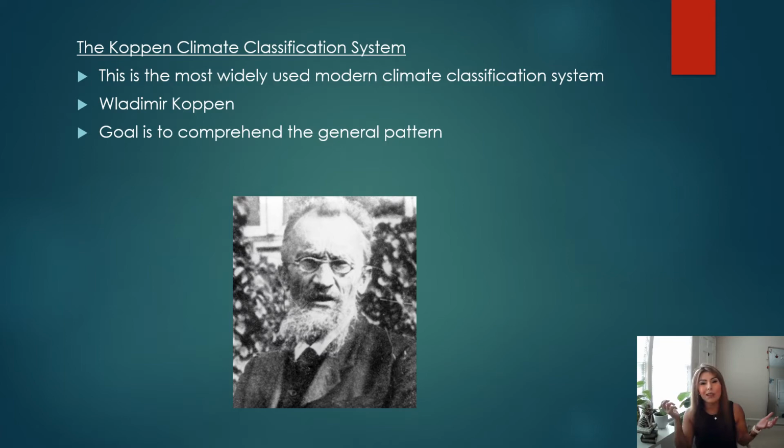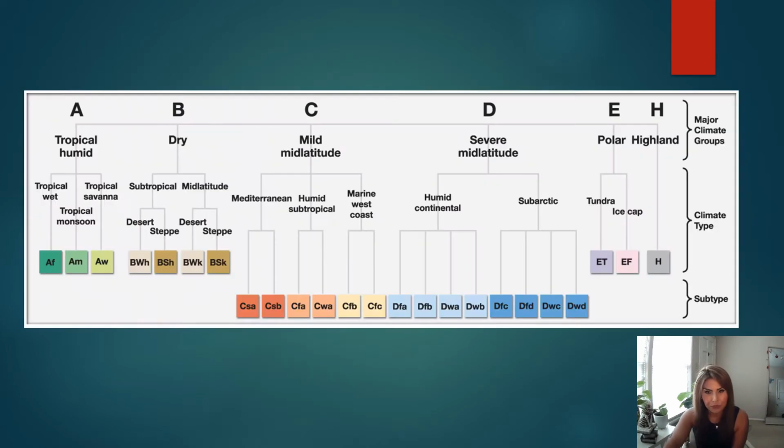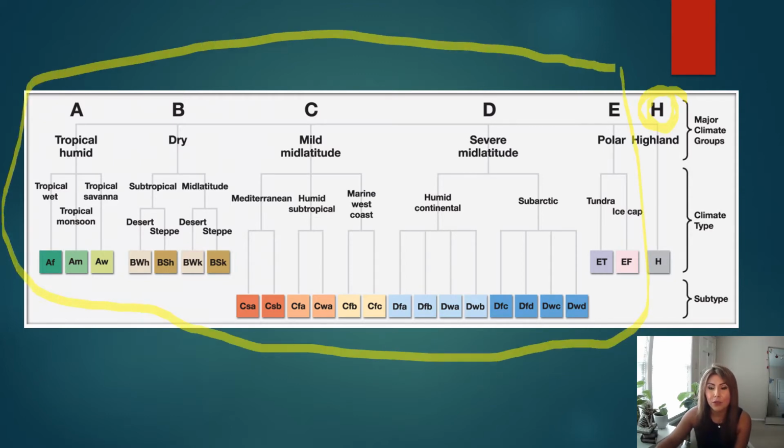Really his goal was to comprehend the general pattern. Of course there are anomalies. Nothing is black and white, but we did find this general pattern of climates. So here are those 5 different climate zones, and you'll notice that there is an H over here, and this is kind of an outlier. It doesn't follow what all these 5 groups follow. It has its own system. I'll explain that. So you have group A, B, C, D, E, and each group is broken down into its own categories.